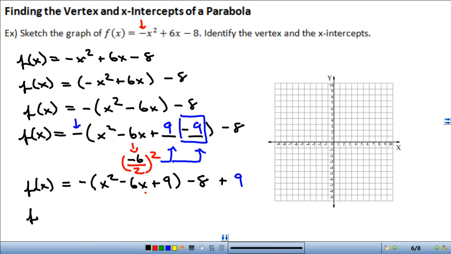So I have now f of x is equal to, remember now that I square root the last number and I take the sign of the middle number. So I have negative x minus, the sign's negative in the middle, 3, because the square root of 9 is 3. Quantity squared, minus 8 plus 9, that becomes plus 1. So in this case, my vertex is 3, 1.